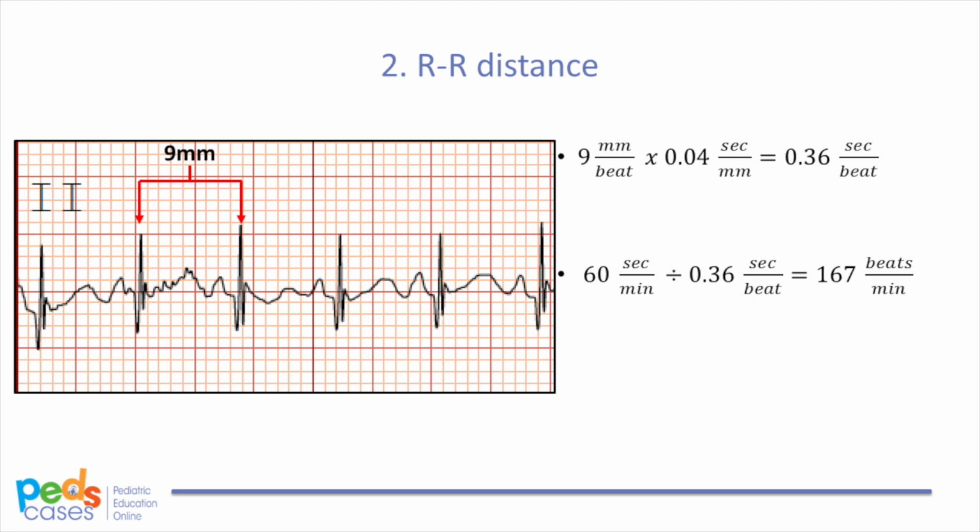In our patient, the R to R wave distance is 9 millimeters, so we multiply 9 millimeters per beat by 0.04 seconds per millimeter. This gives you 0.36 seconds per beat. You can then divide 60 seconds by 0.36 seconds per beat to get 167 beats per minute. This method also requires a regular rhythm to be accurate.